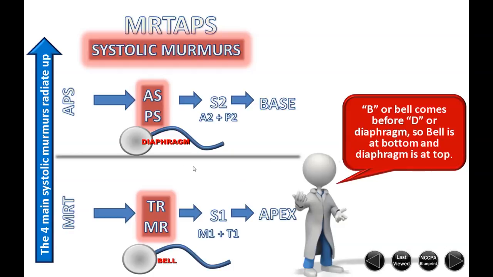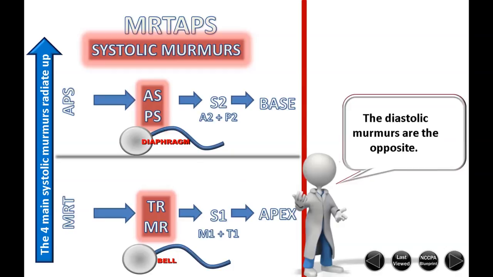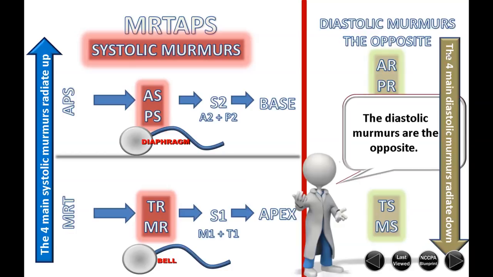Now you can take this and you can just invert it and you can make this your diastolic murmurs. So if all systolic murmurs radiate up, that means that all diastolic murmurs will radiate down. Then you just have to take the opposite of what you had here. If it was stenotic here, it means it's regurg. If it's regurg here, it means it has to be stenosis. So if it was AS, it becomes AR. If it's PS, it becomes PR. If it's TR, it has to be TS, and MR becomes MS. So these are your diastolic murmurs. They all radiate down. So now you have 8 murmurs really fast.